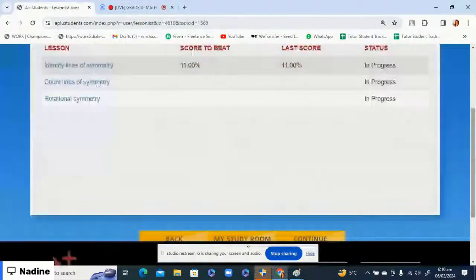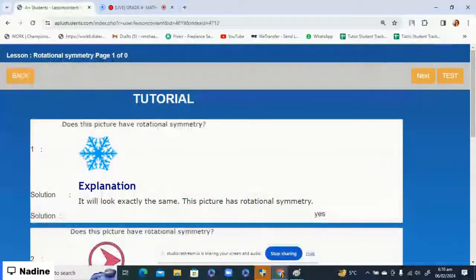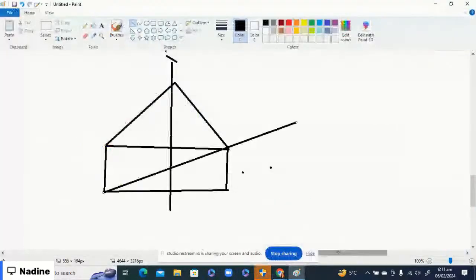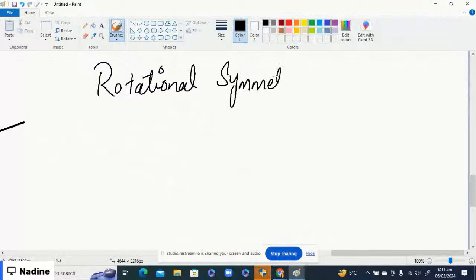So now, what is rotational symmetry? First, let's discuss what rotational symmetry is, then I will tell you the meaning of this one. Okay. So what is rotational symmetry? I'm just going to open this. Rotational symmetry definition. First, we will discuss it, okay? Rotational symmetry. All right, then, as we know, what is basically rotational symmetry?